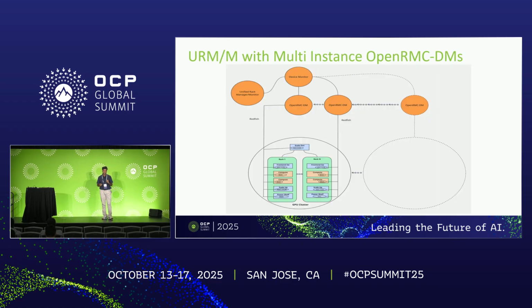This is a visual representation of a multi-instance OpenRMC DM, where this shows one instance of OpenRMC DM per rack. But again, this would require us to peel out the infrastructure, and otherwise this is going to be slightly heavyweight to be viable.